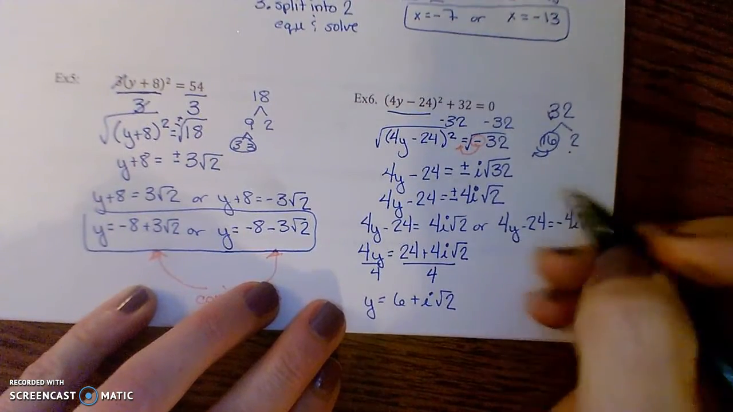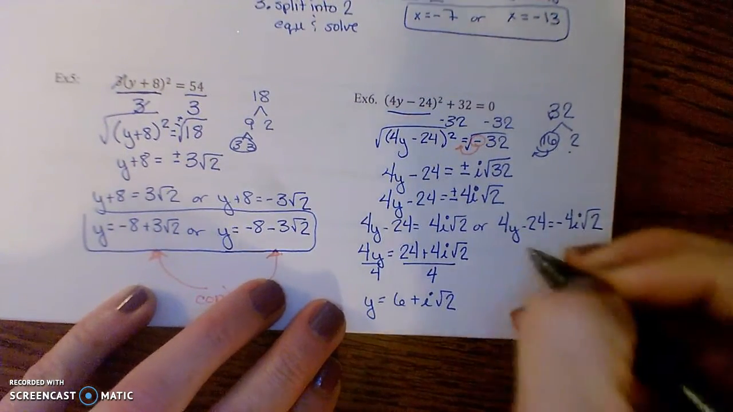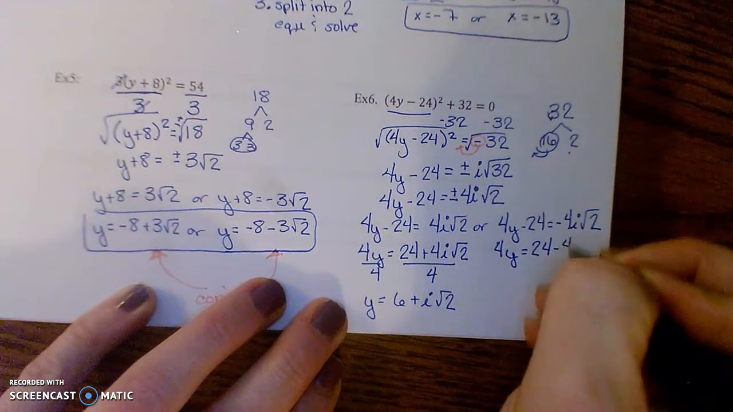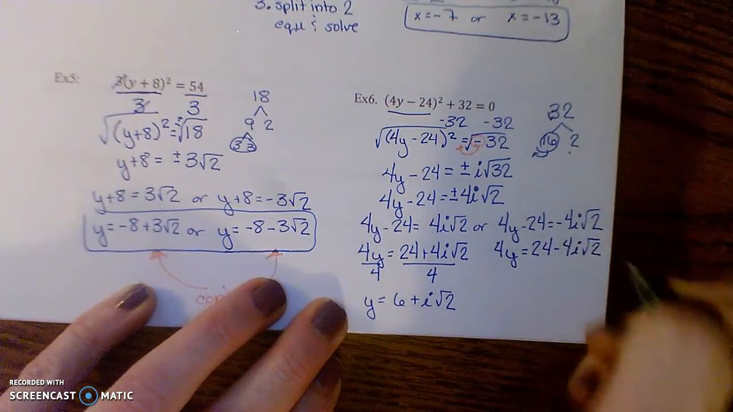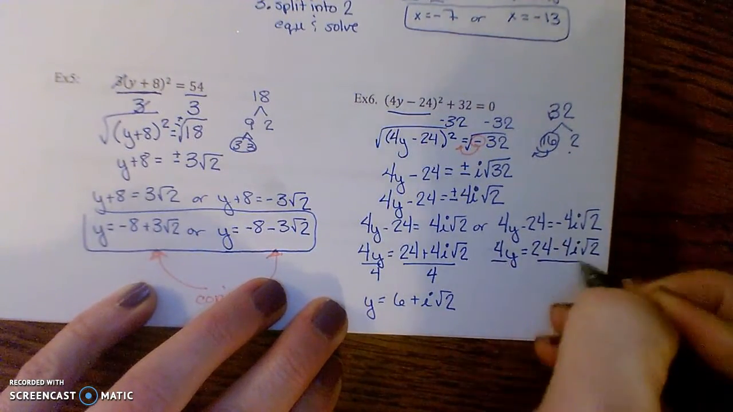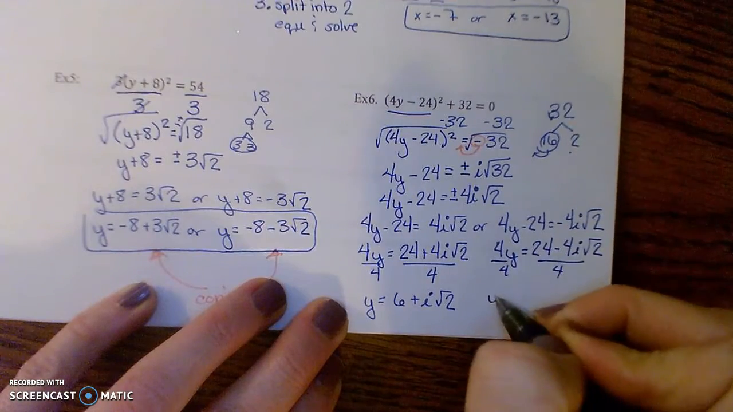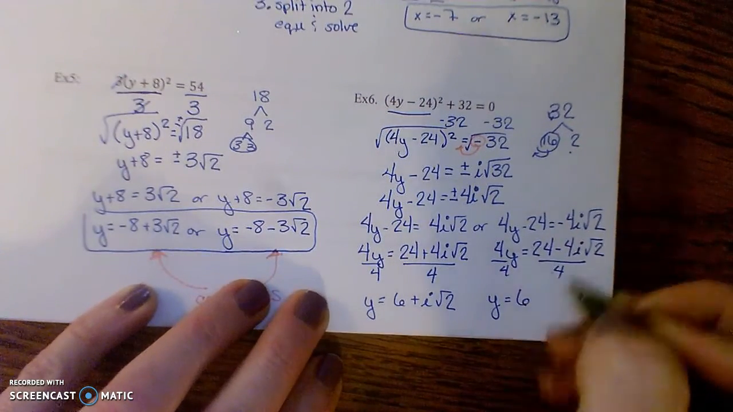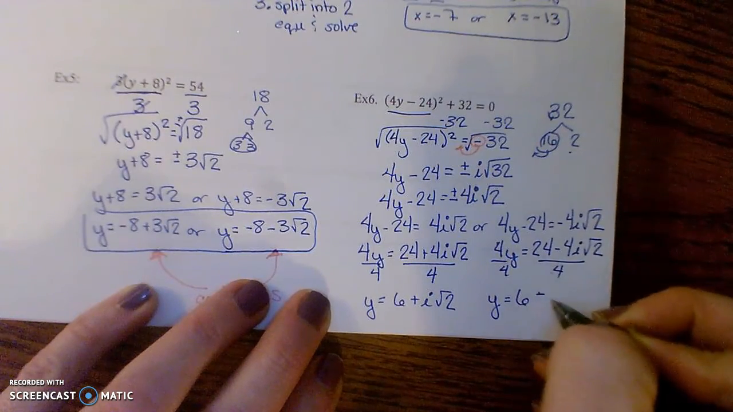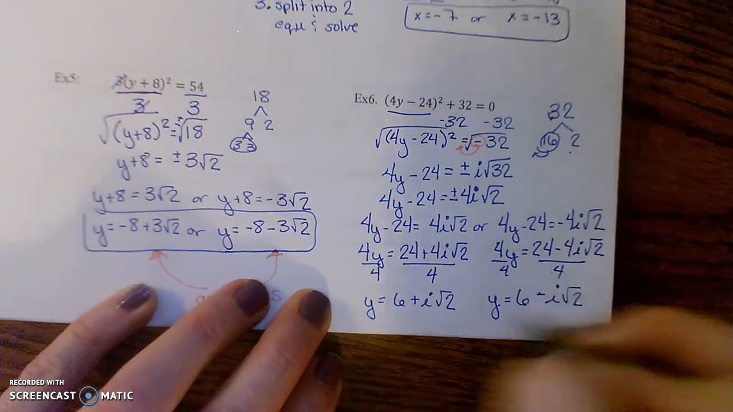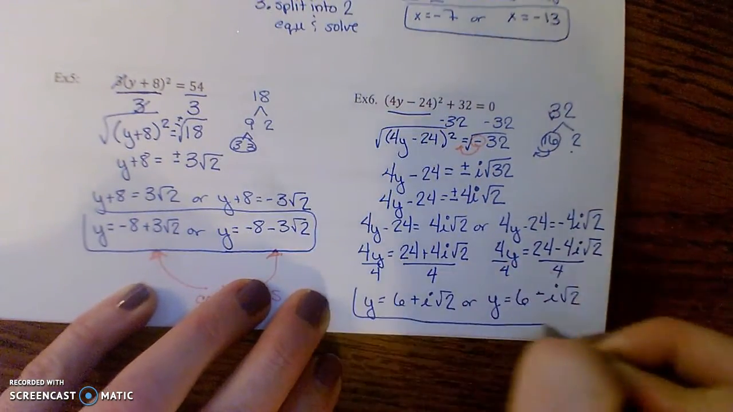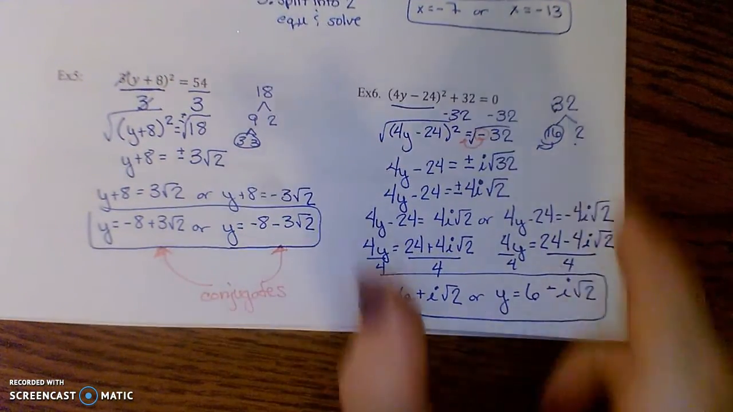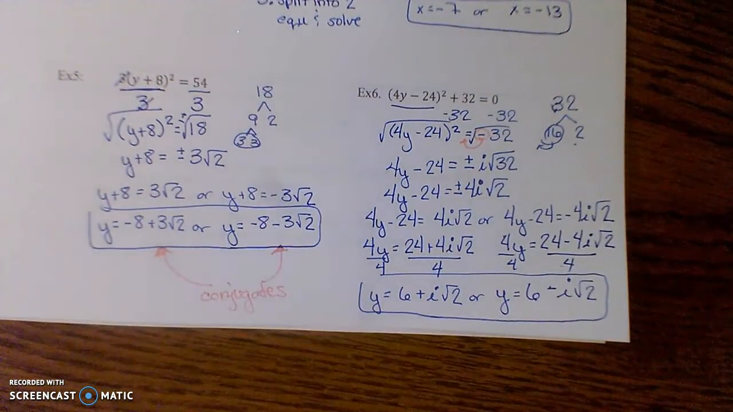But let's just check. Add 24 to both sides. 4y = 24 - 4i root 2. And then divide both sides by 4. We get y = 24 over 4, which is 6, 4 over 4 is 1, minus i root 2 is left. And I was right. We get 2 solutions to the equation, and they're conjugates of each other.